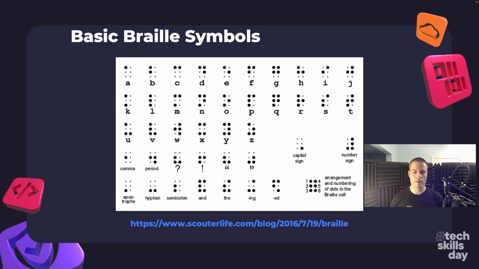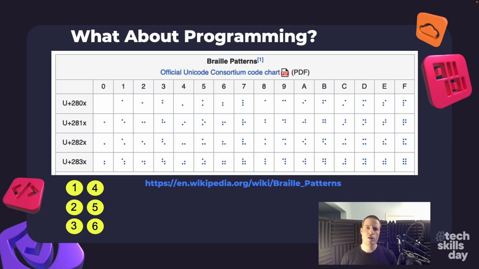Some of those words at the bottom, like and, the, ing, and ed, are part of a higher grade of Braille, so we're not going to be using those, but we will map the letters and some of the other basic punctuation, and there's a reference to where I got this chart. Now, in terms of programming, we're not too worried about what the symbols are because we're not going to be reading Braille. But in terms of programming, how do we represent these individual characters?